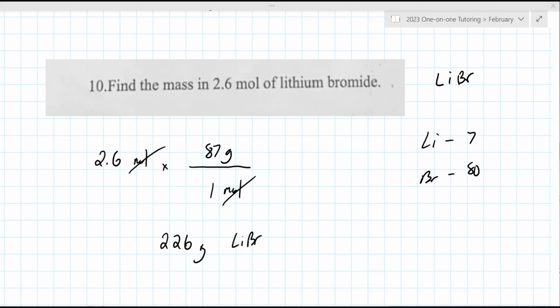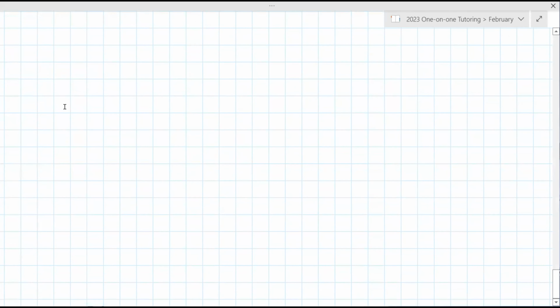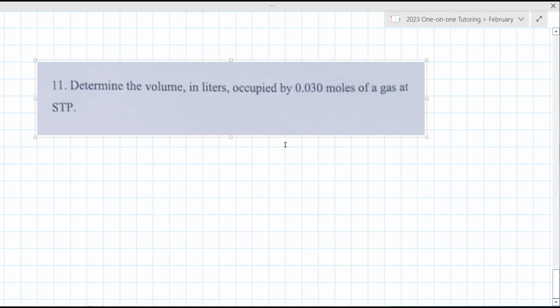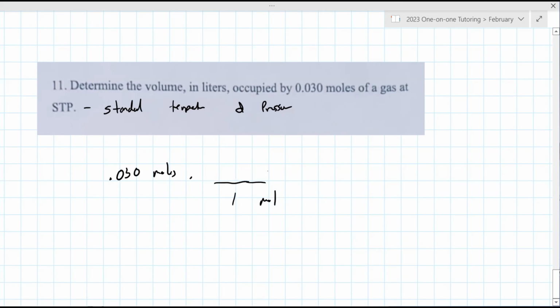The first page had a conversion that we didn't use yet, and that's what we're going to use in this problem. Determine the volume in liters occupied by 0.03 moles of a gas at STP. That stands for standard temperature and pressure, and I don't know what they are, but that's the wording. 0.030 moles. So do we have a mole to volume, or like in this case, is 1 mole a certain number of liters? Yeah, it's 22.4 liters.